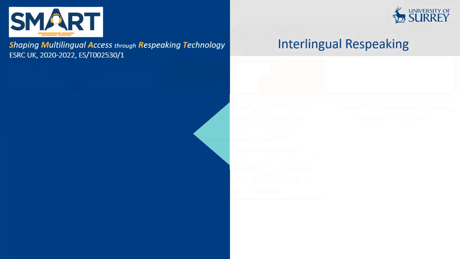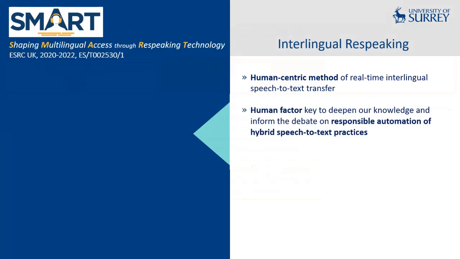So against this background, SMART focuses on interlingual respeaking as one of the most human-centric methods for this service. The rationale is that at the time of digital transformation of our society and increasing trends towards automation, there is an even stronger need for more empirical insights into the human factor, not only to deepen our knowledge of interlingual respeaking per se, but to inform the debate on the responsible automation of hybrid speech-to-text practices in a way that is not only technology-driven, but accounts for the place of humans in the process.